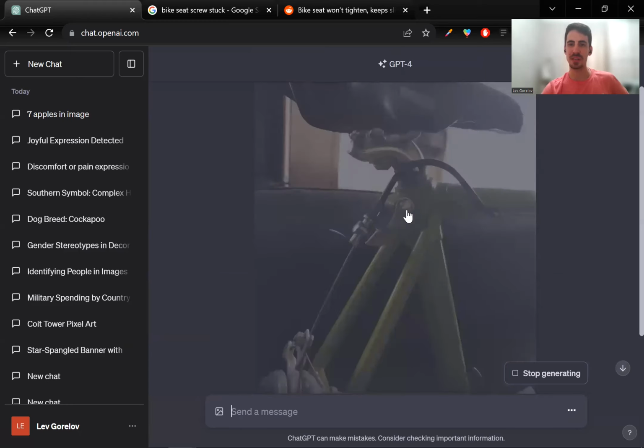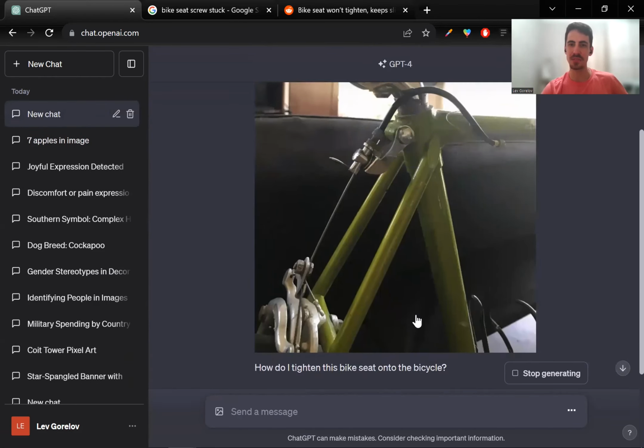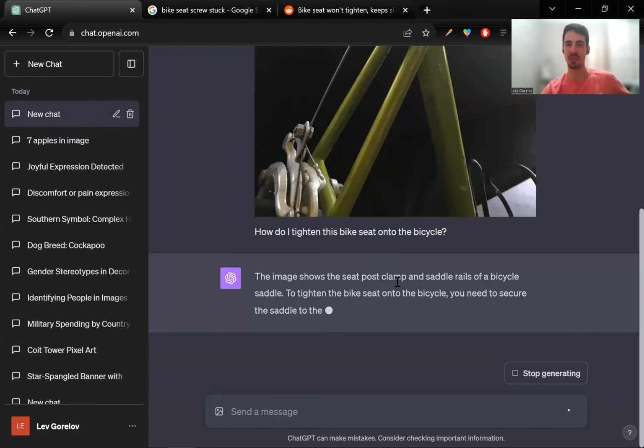So it's not a hex screw, it's a kind of unique screw. And I'm going to see if it'll correctly tell me how to screw it on, which I wouldn't know how to. I'm not a bike person.